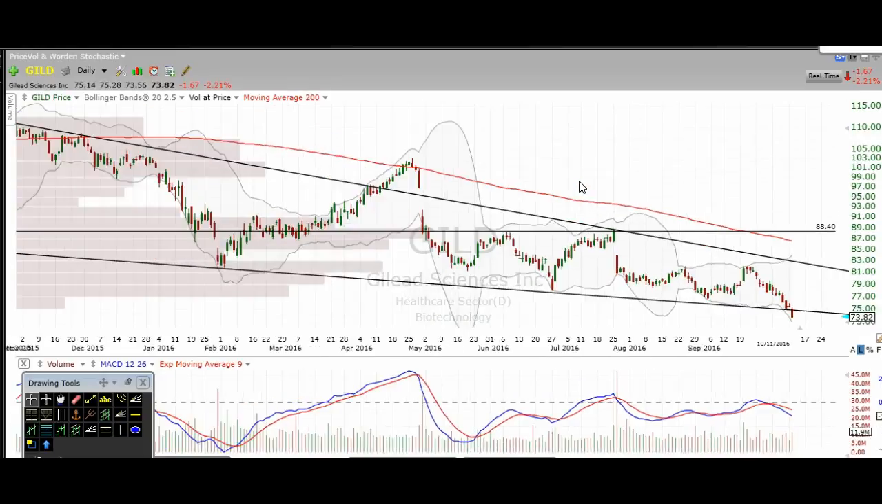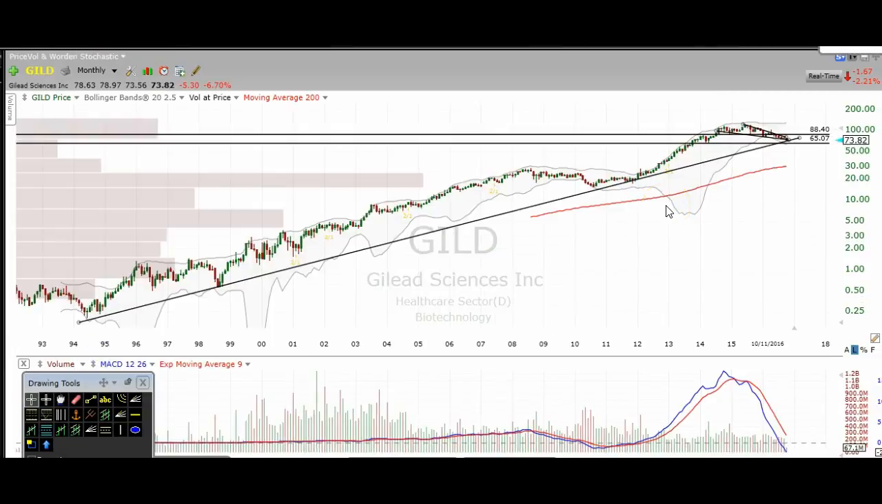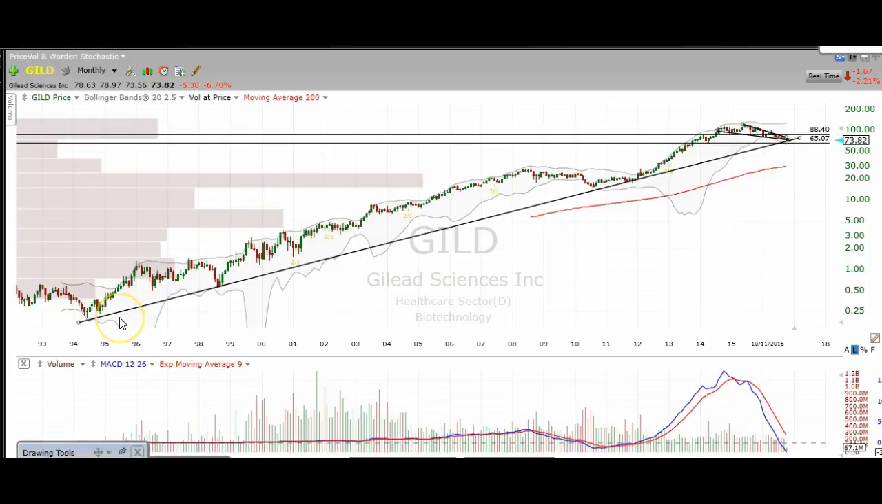The next one I want to take a look at is GILD. And for GILD, I want to cover the monthly chart here. A lot of people don't really scroll back this far, but we are going to right now, and I'm going to show you why.